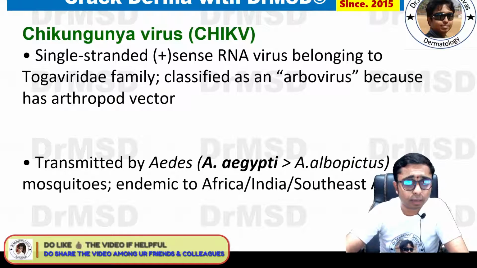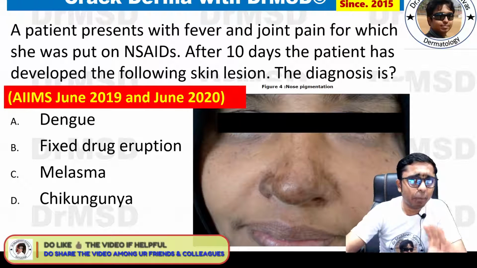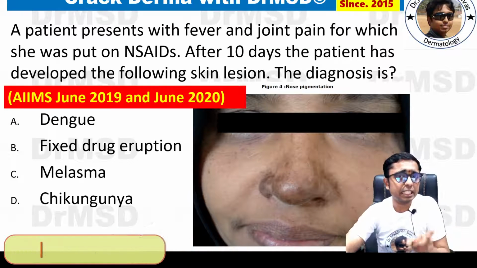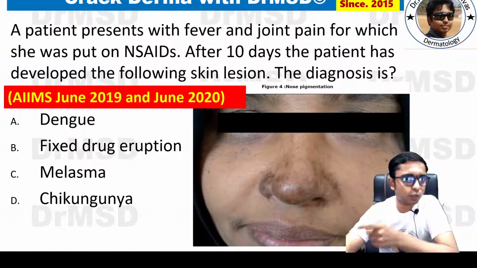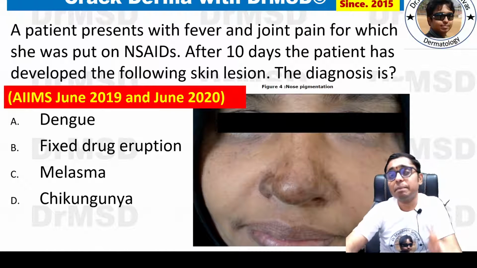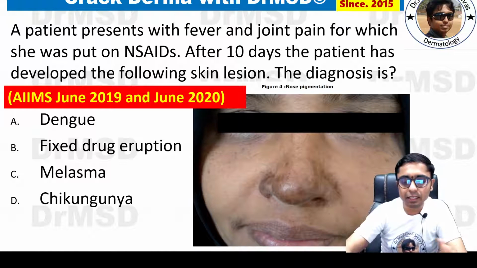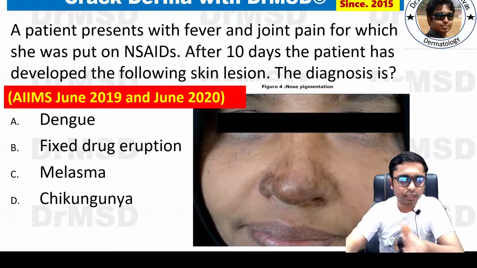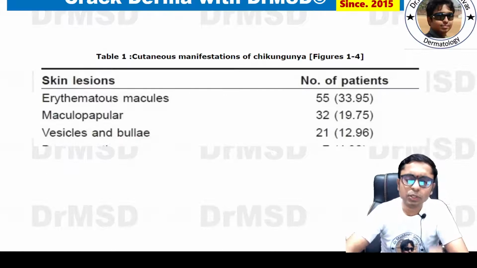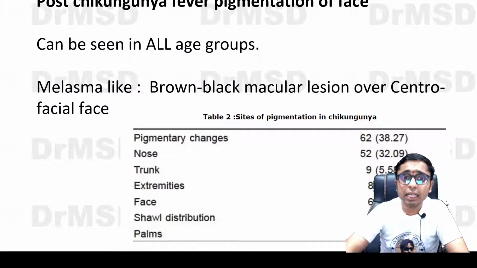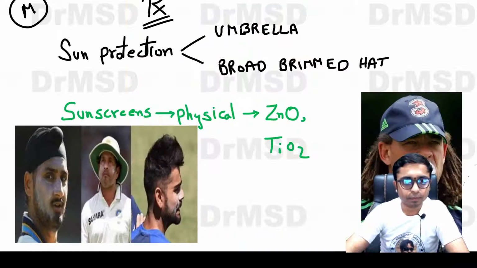So melasma, chikungunya, fixed drug eruption, this is a very important differential. We shall see this question in the next question, because this was asked repeatedly in various years in the AIIMS. So let us discuss this topic chikungunya in the upcoming videos.